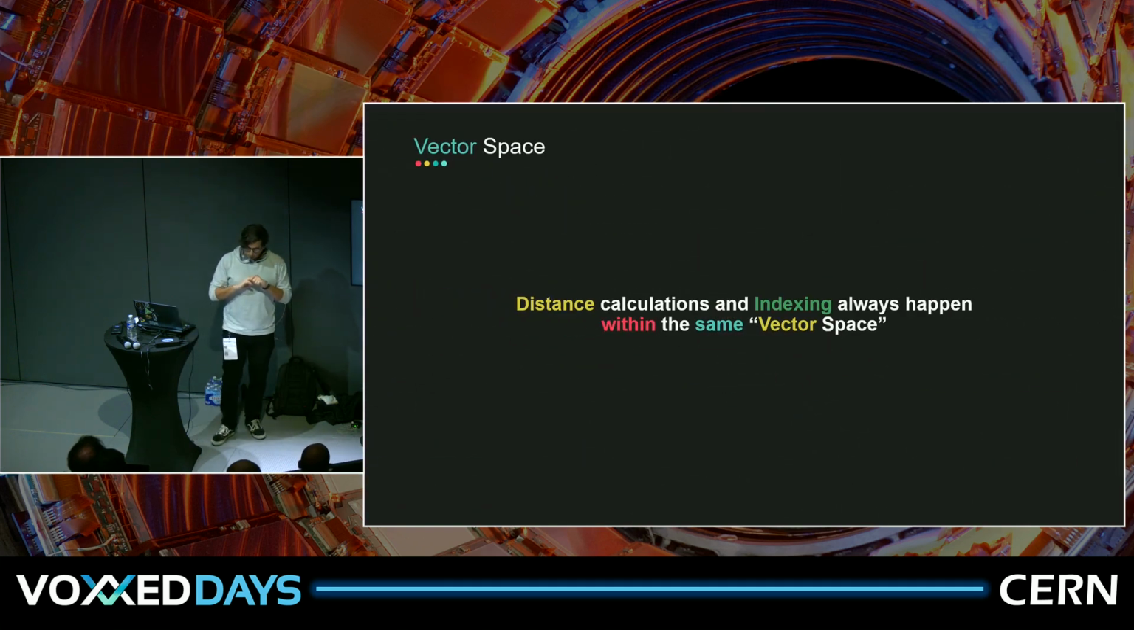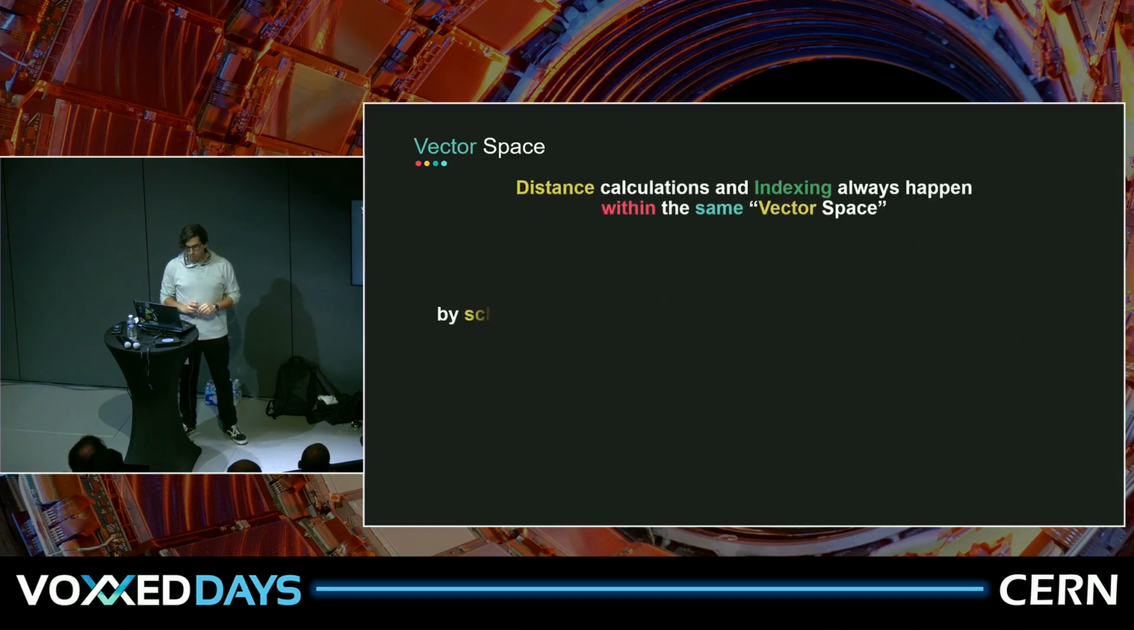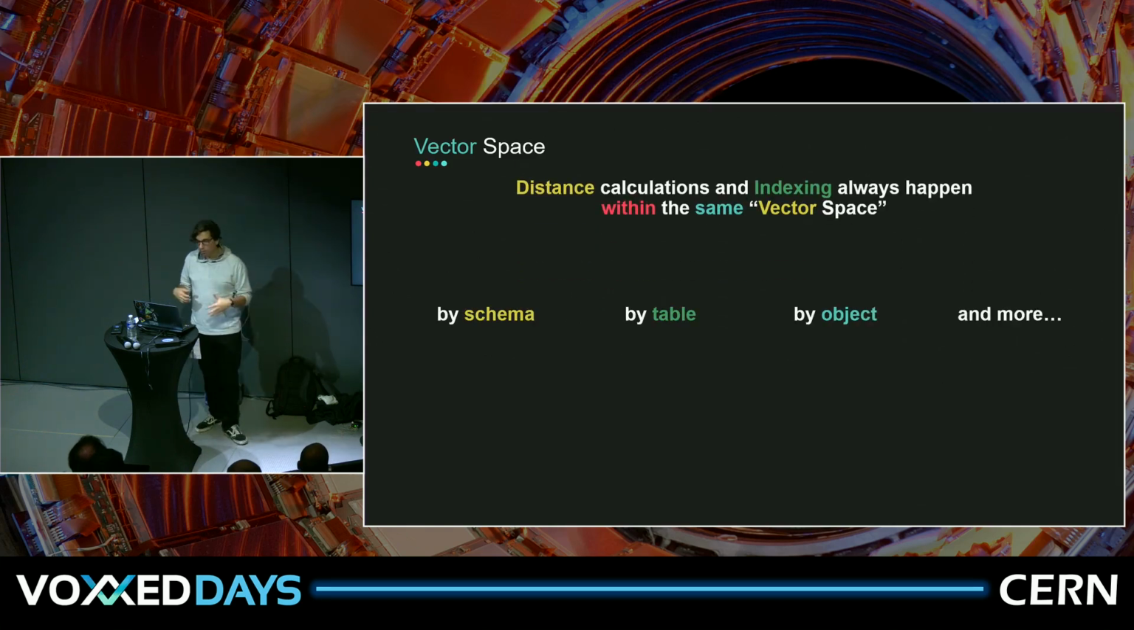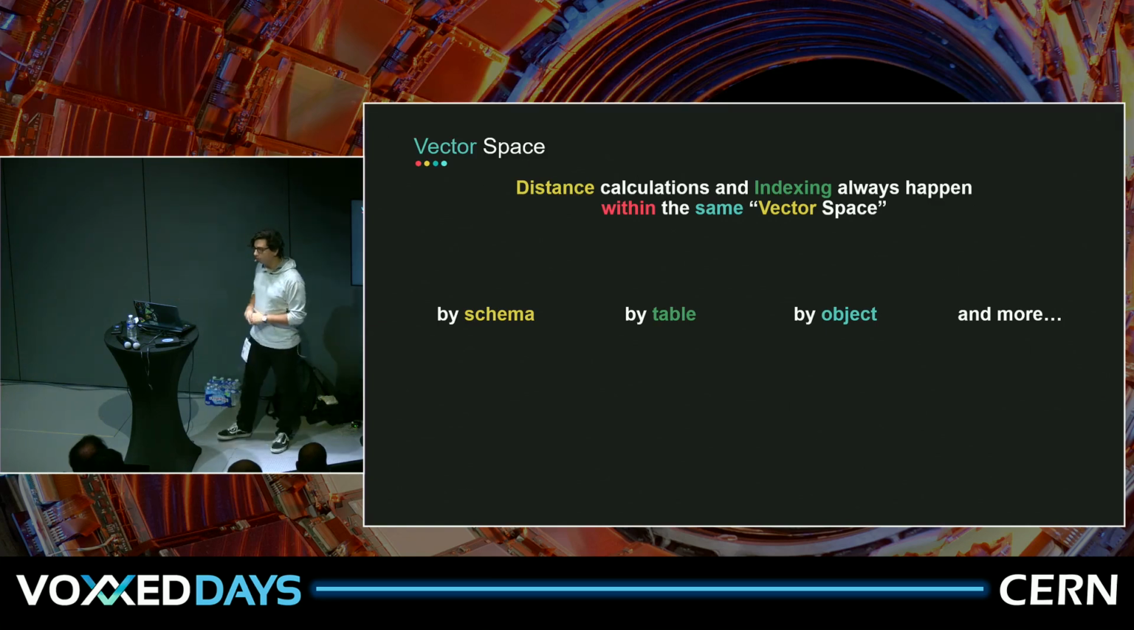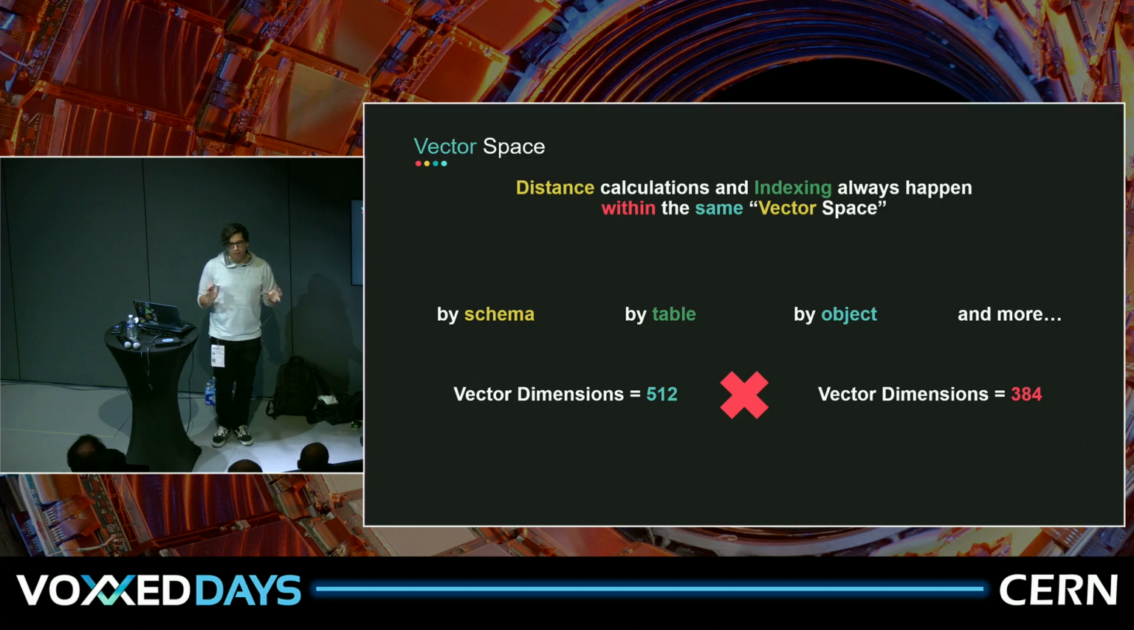And a very important thing to know, in vector databases, distance calculation and indexing always happen within the same vector space. You can define your vector space by schema or by table or by object, and every database has a way of defining a vector space. You can really see it as a table in a relational database. It doesn't have a lot of use except for one very important thing: they make sure that the vectors stored within that vector space are always of the same dimensionality.